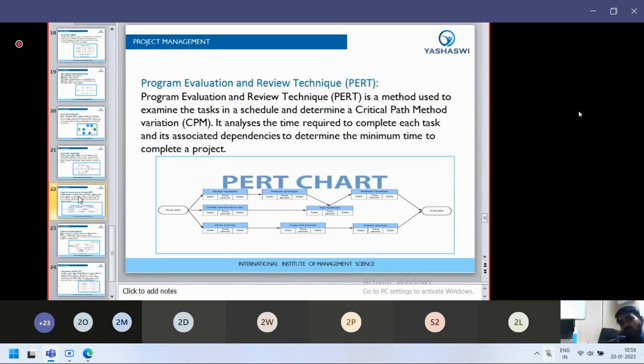Got it? Program evaluation and review techniques. Yes, students, you got the point.